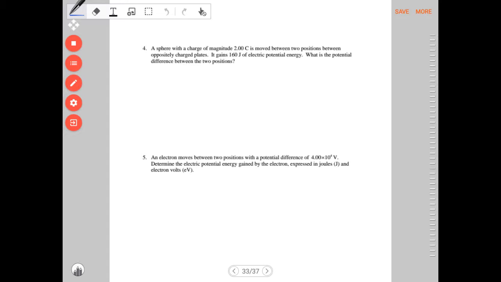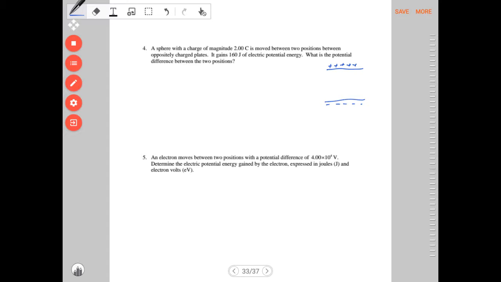So number 4, a sphere with a charge of magnitude 2.00 coulombs is moved between two positions between oppositely charged plates. It gains 160 joules of electric potential energy. What is the potential difference between the two positions? Okay, so let's just draw a quick picture here. So we got these parallel plates. Let's say this guy's positive, this guy's negative. Okay, so we've got a charge of 2.00 coulombs.